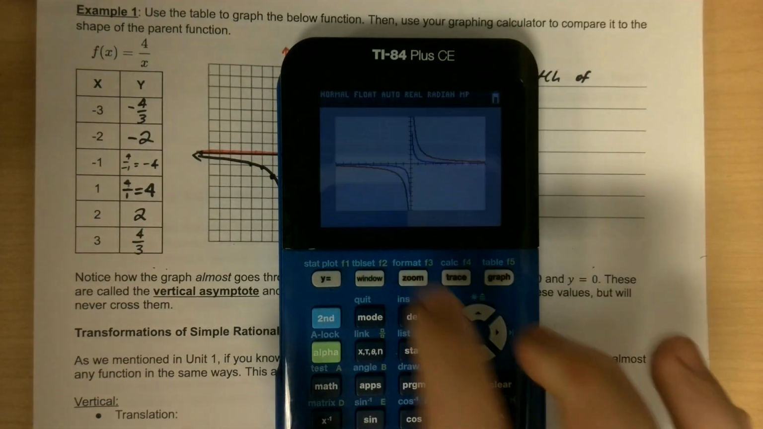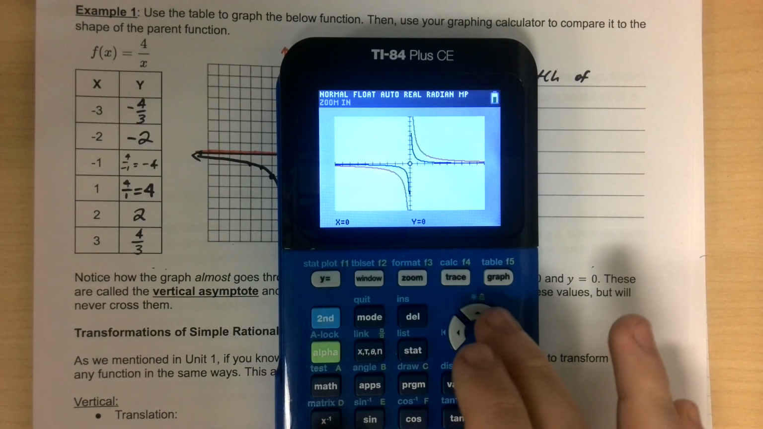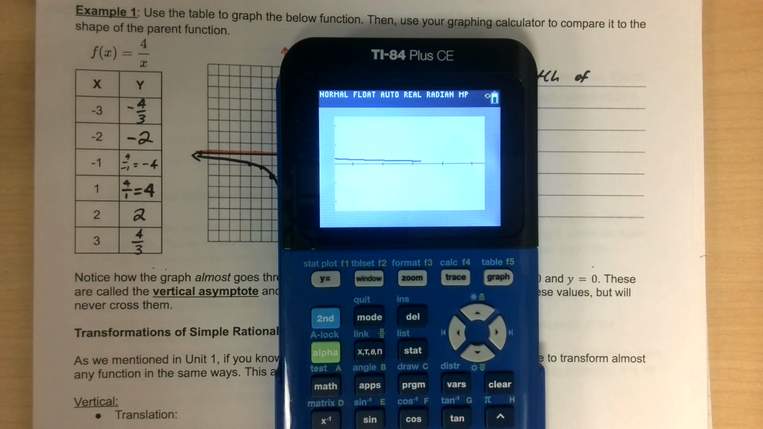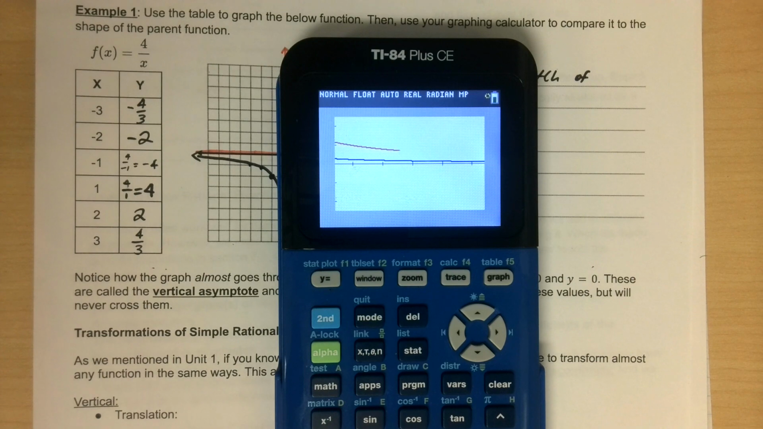Let me give you an example. If I go into my calculator and I click zoom in, and I zoom in on right here where it looks like it almost crosses over, let's see. It gets closer and closer, but is never going to touch our x-axis.